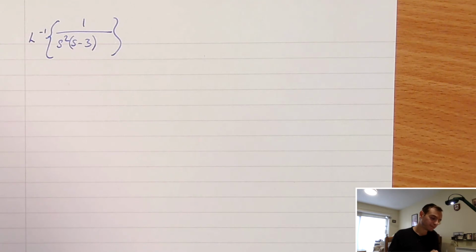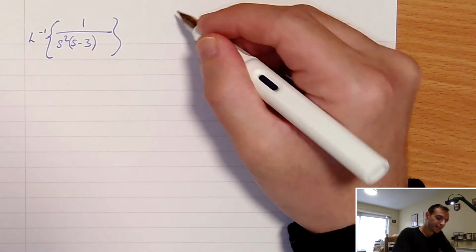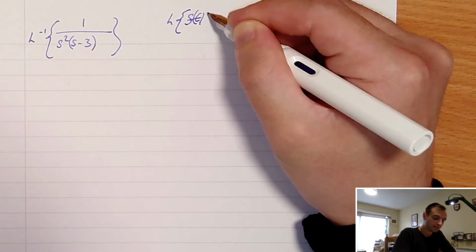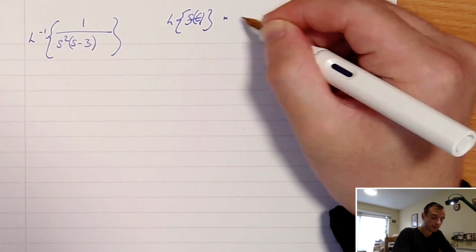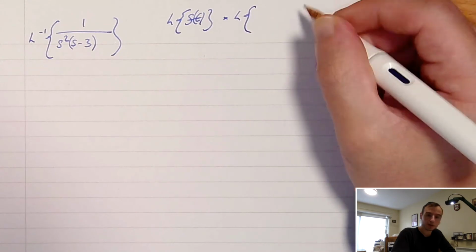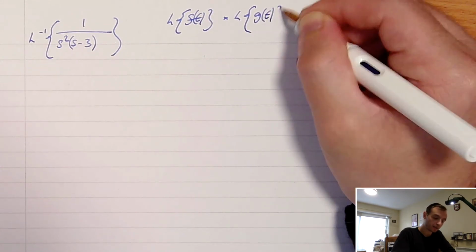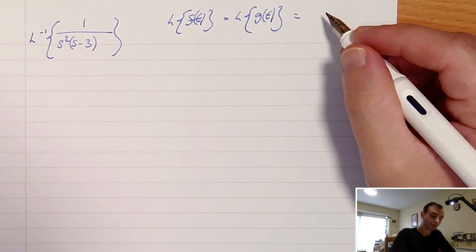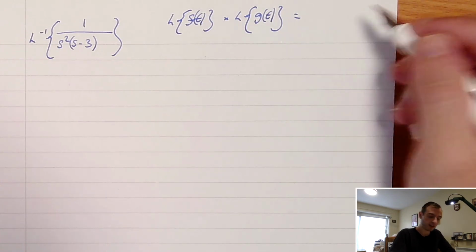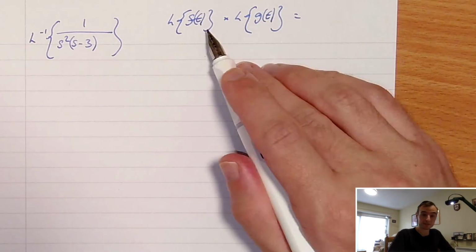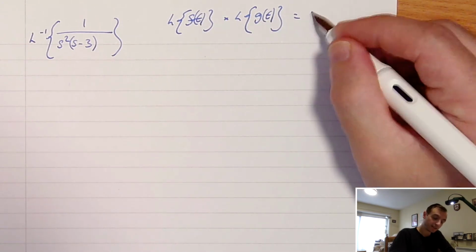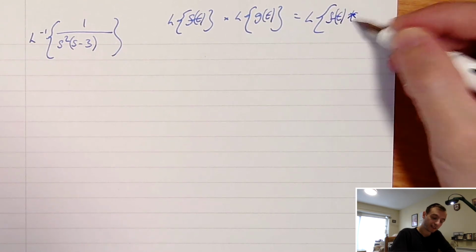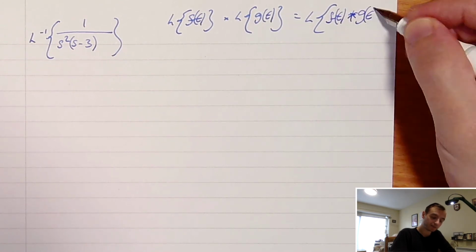So we said previously that the Laplace transform of f(t) times the Laplace transform of g(t) does not equal the Laplace transform of f(t) times g(t). Rather, the Laplace transform of f(t) times the Laplace transform of g(t) is the Laplace transform of the convolution of those two functions, of f(t) convolved with g(t).